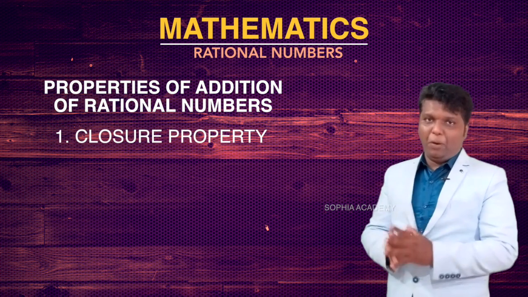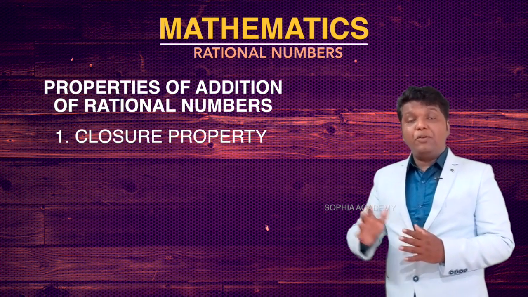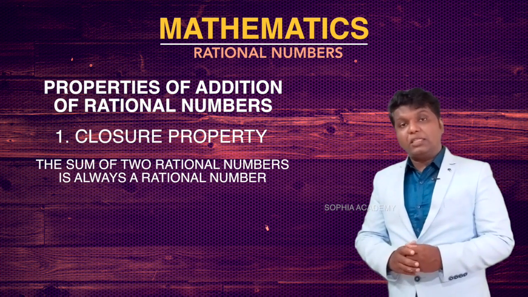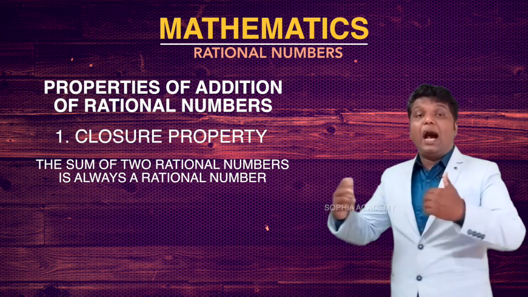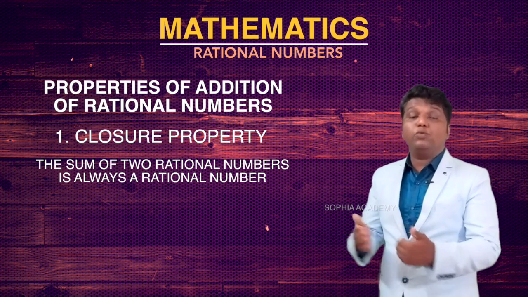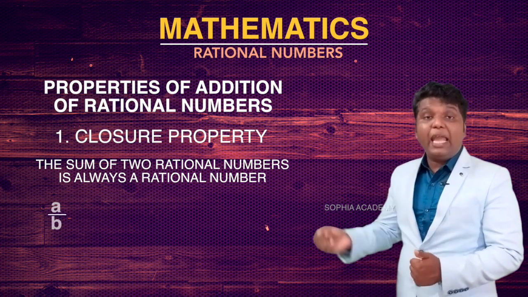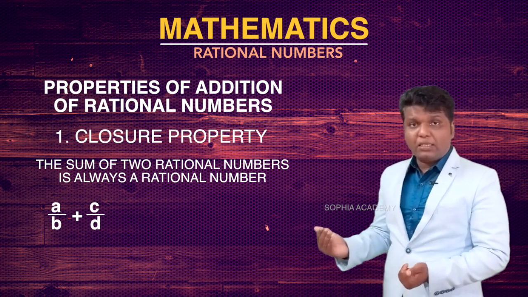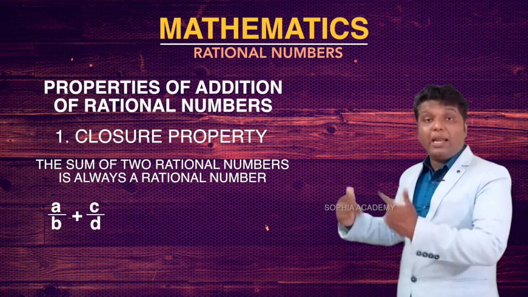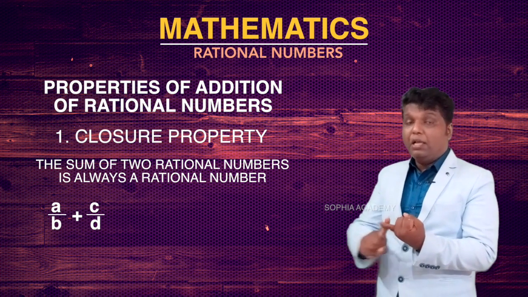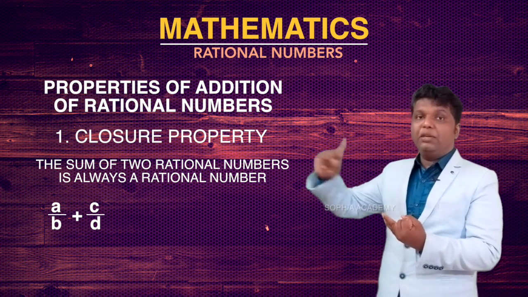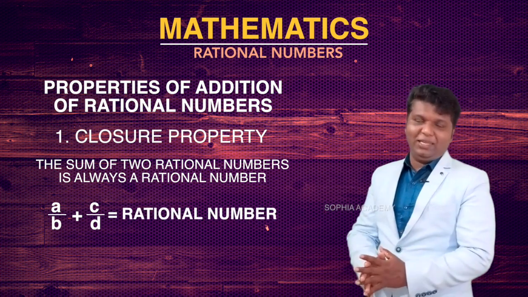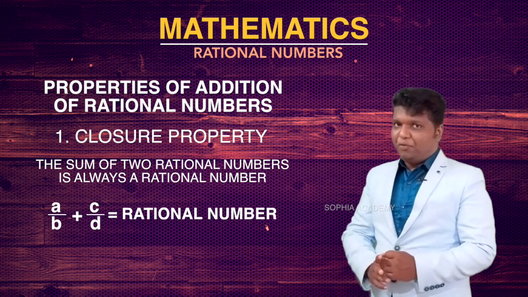The closure property of addition of rational numbers states that the sum of two rational numbers is always another rational number. If you're adding two rational numbers, just imagine a by b plus c by d, the solution will also be another rational number. One rational number plus another rational number is going to give a result of another rational number. It will definitely be another rational number only. So that is the first property.